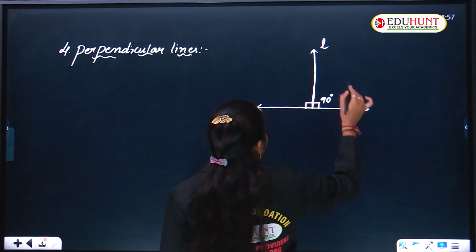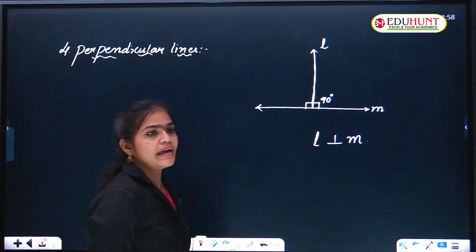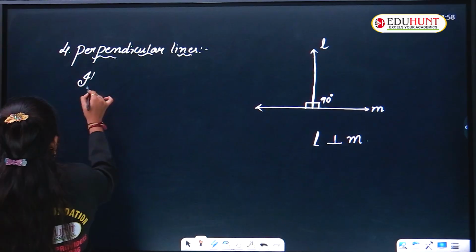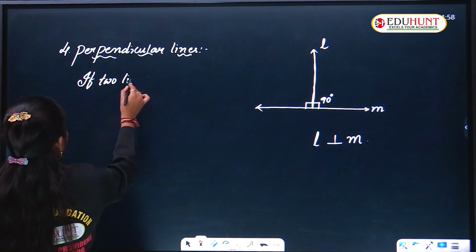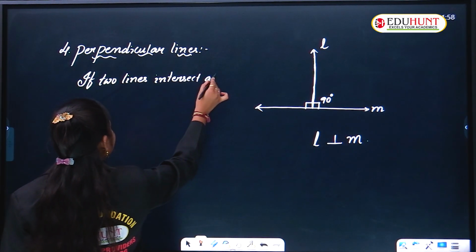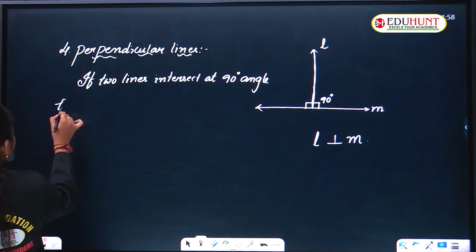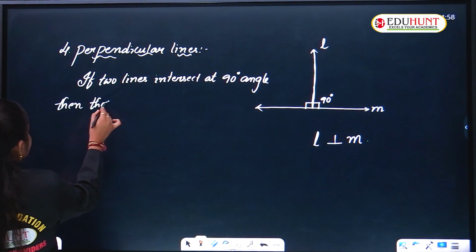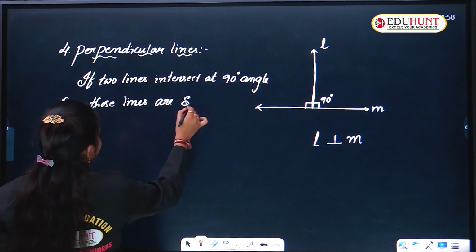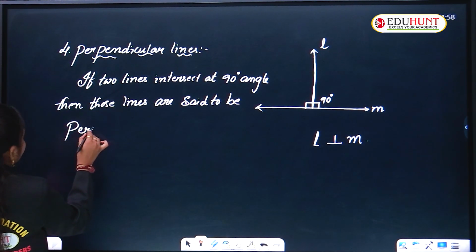Here this is L and this is M. L is perpendicular to M. Now, what is the definition? If two lines intersect at a 90 degrees angle, then those lines are said to be perpendicular.